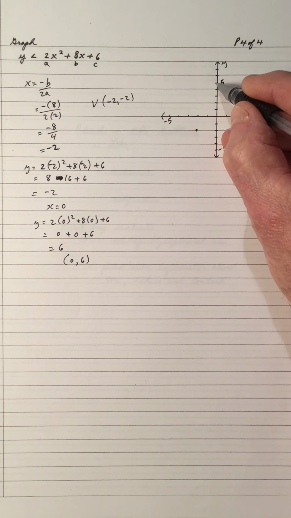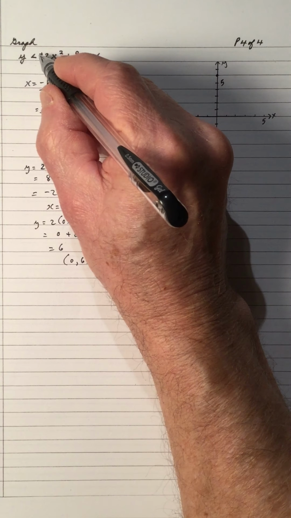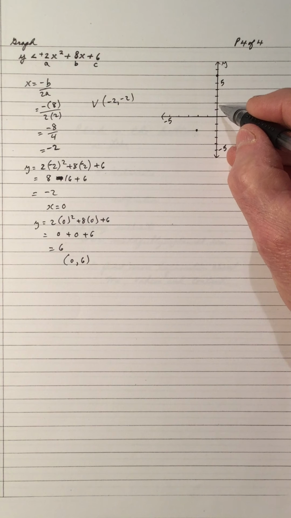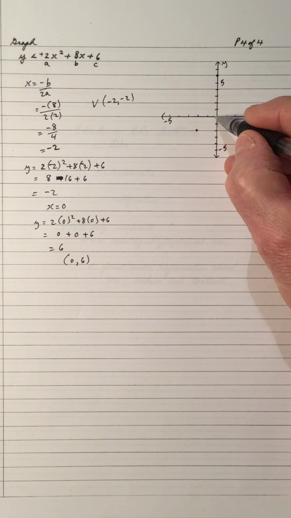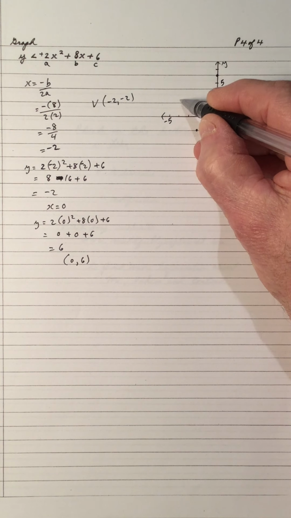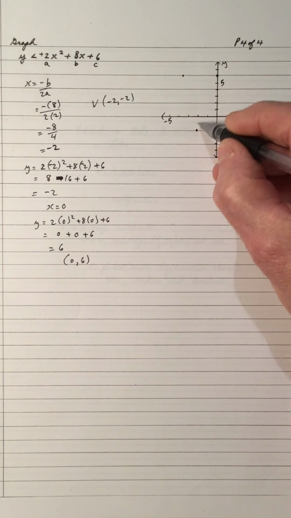2, 3, 4, 5, right there. It makes sense that this parabola is opening upward. If we move 2 units to the right we get 6, and if we move 2 units to the left we'll also get 6, because the parabola is symmetrical. And so there we go.